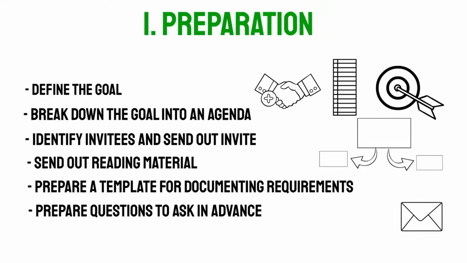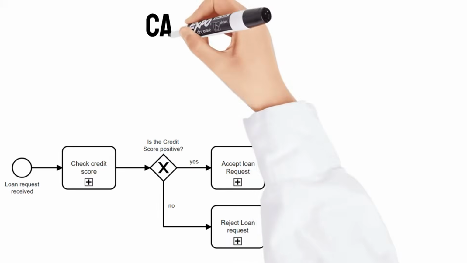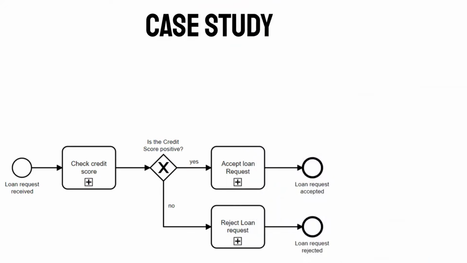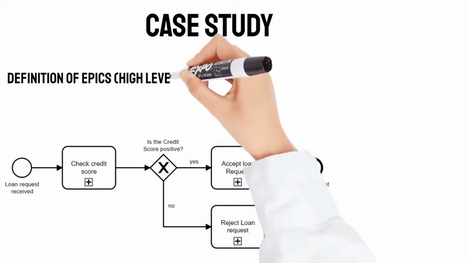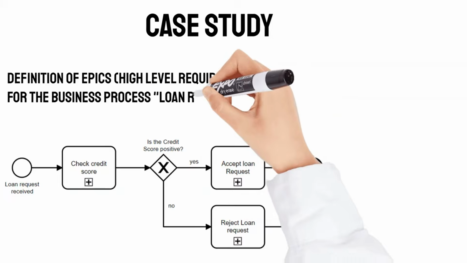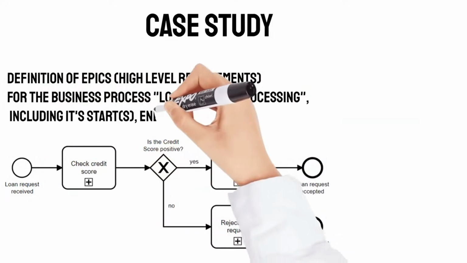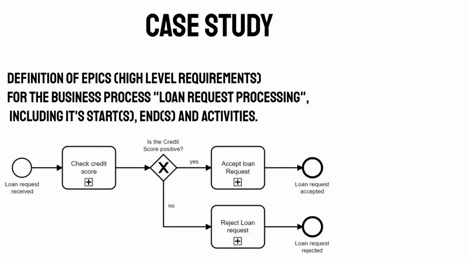So let's hop back to the case study. Like I've said, the first thing is to define the goal. What could be a goal in our case study and the workshop on this business flow? A goal could be the definition of epics, or let's say high-level requirements for the business process outlined below, the loan request processing business process, including its starts, ends, and activities. So we want to analyze the whole flow, each activity, each decision, each start and end. So with this goal, we want to go out of the meeting with a list of requirements for the whole flow. How can we break down this goal into an agenda?